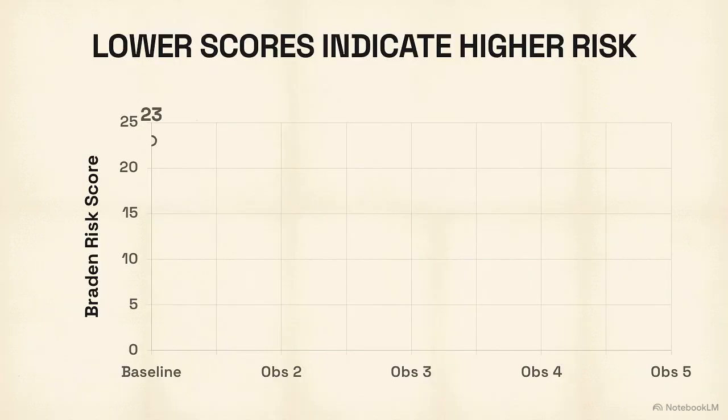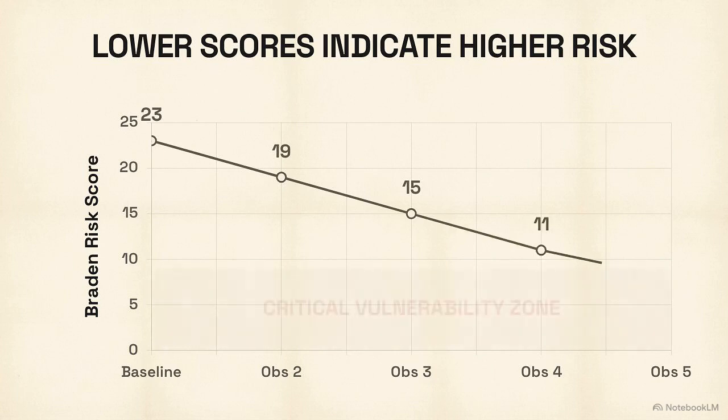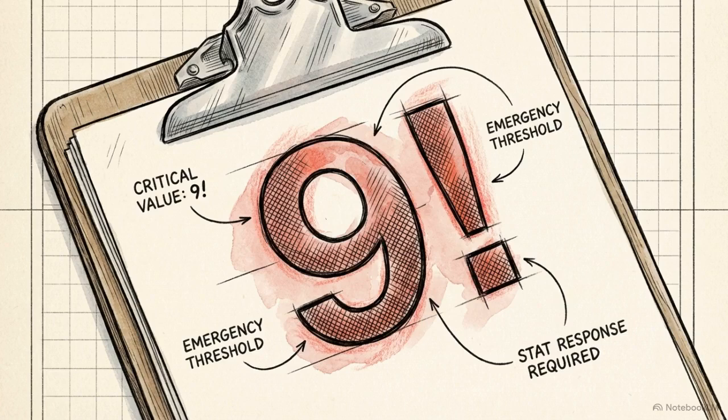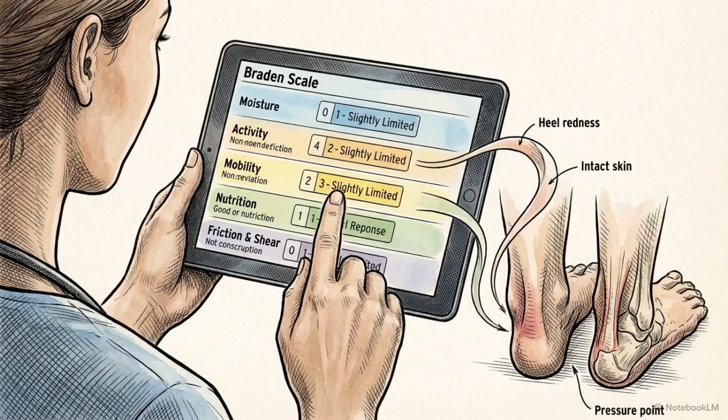The scale uses an inverse scoring logic. A lower numerical score indicates a higher state of vulnerability. Any total score dropping below 9 flags the patient at a very high risk for imminent tissue breakdown. By grading these variables, the Braden scale transforms subjective visual observation into an objective, preemptive data stream.